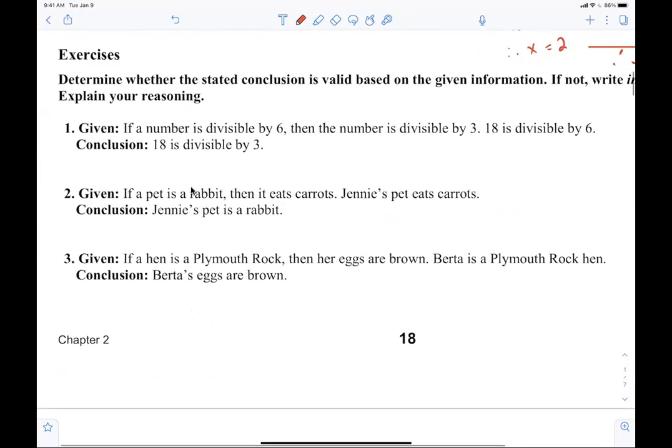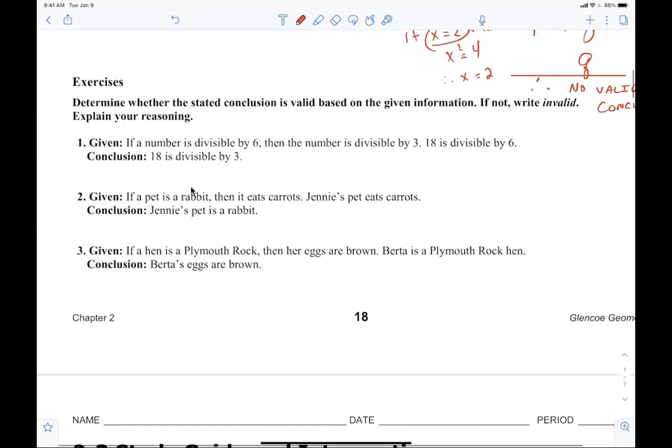All right, determine whether the statement or the stated conclusion is valid based on the given information. I printed it out for myself so I could explain it. Honestly, it's primarily because I just want you listening. I know I could easily give it to you, but again, I just want you to listen. I think that's important.